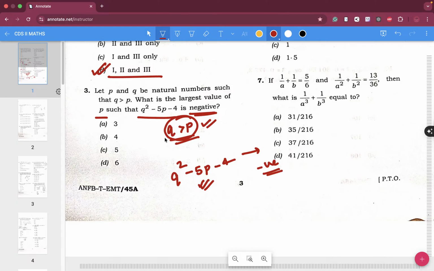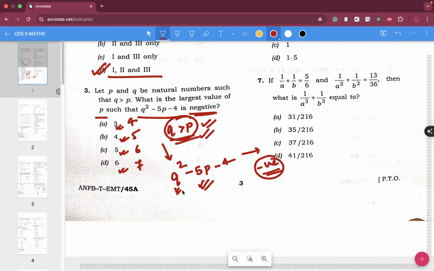If Q has to be greater than P, we have to minimize the value of Q. If P is 3, then Q will be 4. If P is 4, then Q will be 5. If P is 5, Q will be 6. If P is 6, then Q will be 7. This is obvious, because ultimately we have to get the expression negative, and Q is greater than P.